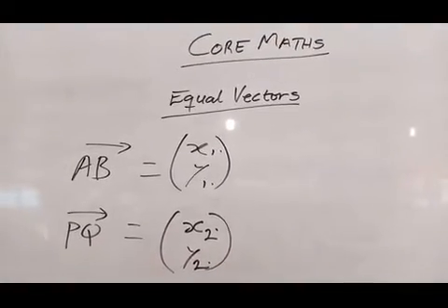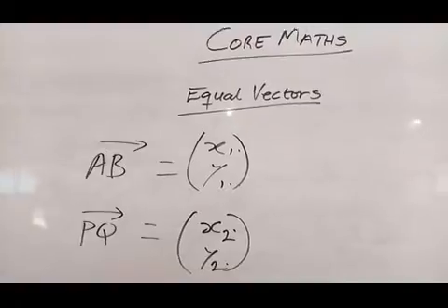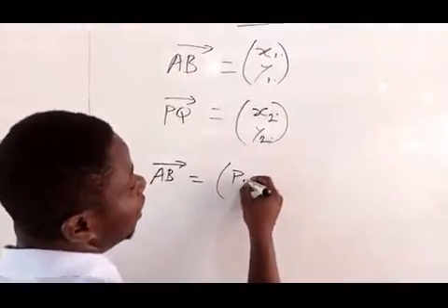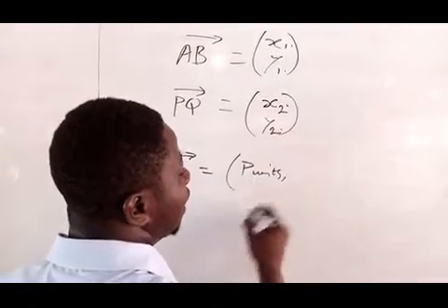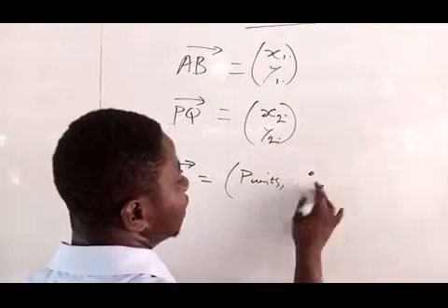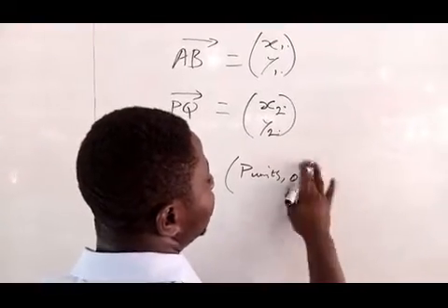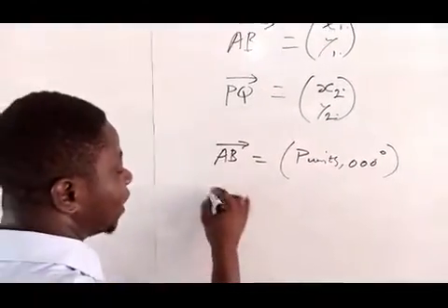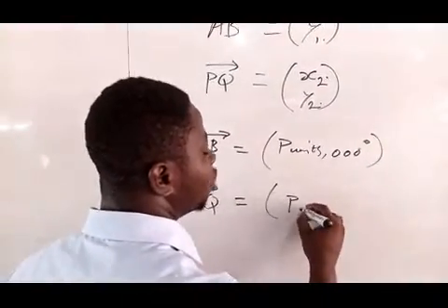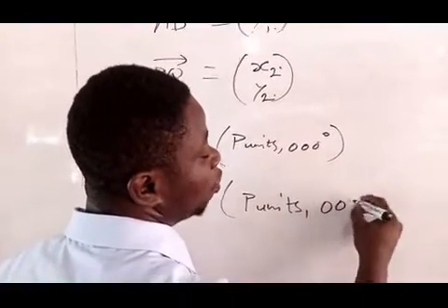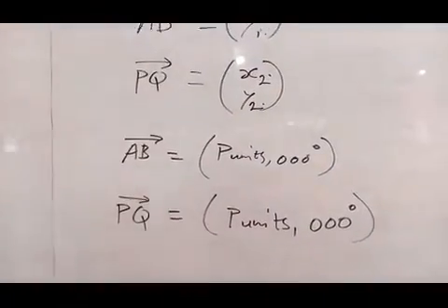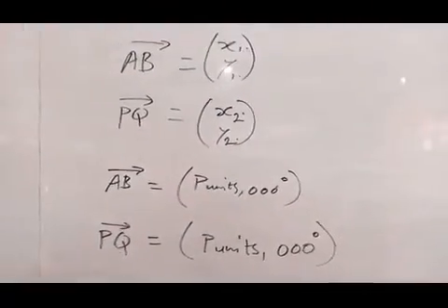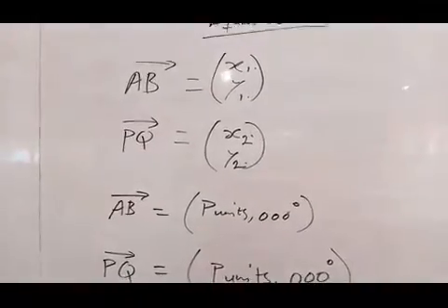We also have the magnitude bearing form of a vector, when vector AB has p units and then k degrees, let's say 000 degrees. Then for it to be equal to PQ, this must also have p units and 000 degrees. Okay, let's take an example and use that to explain further.